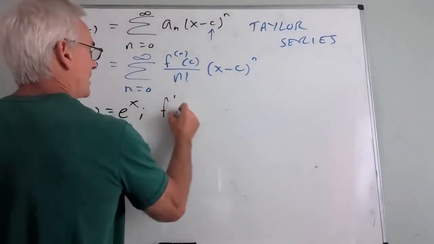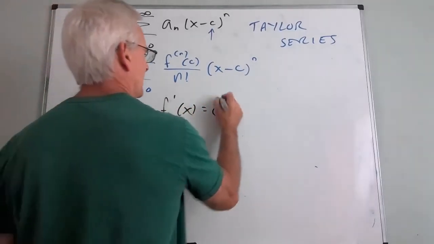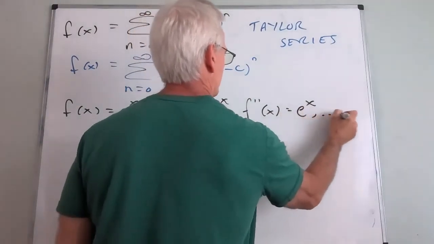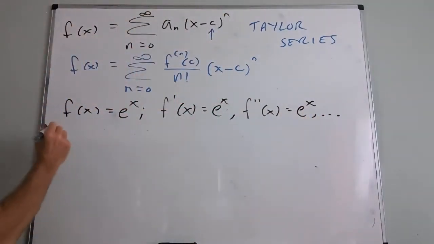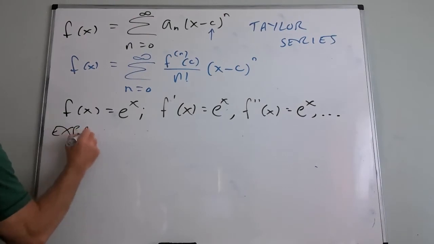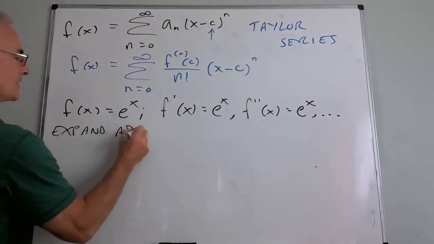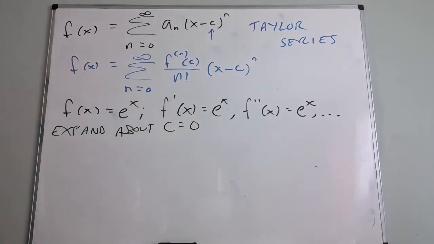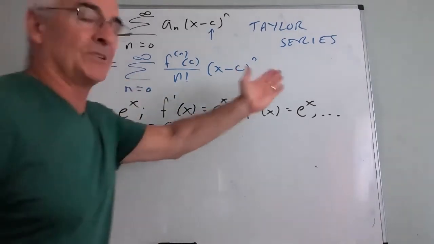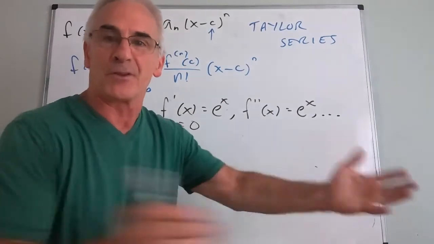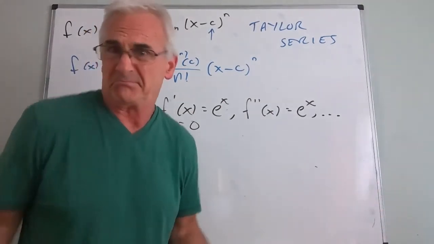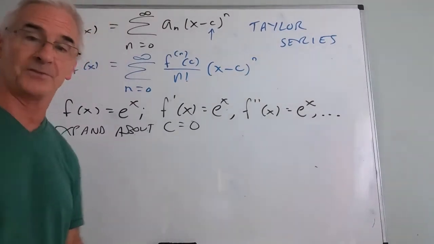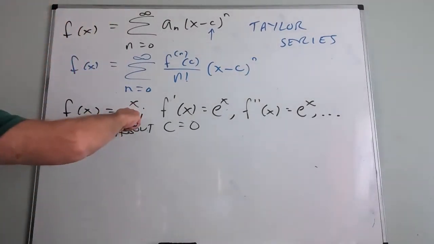So let's take f of x equals e to the x. Now, what's f prime of x? Well, that's e to the x. What's f double prime of x? That's e to the x. In fact, I can do this for a while. And we want to expand about c equals 0. Why 0? Because e to the 0 is easy to calculate. e to any other number would be nasty, right? You choose the number to expand about out of convenience. So clearly, e to the 0 is easy.